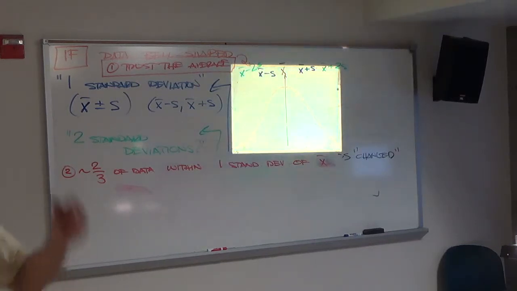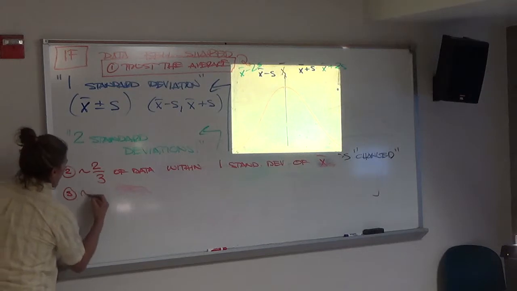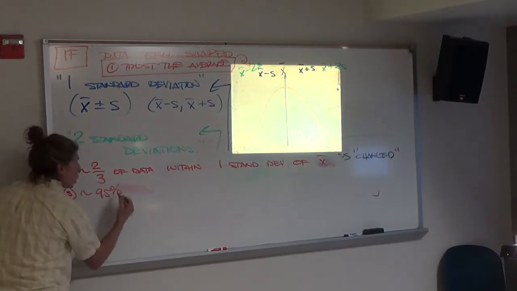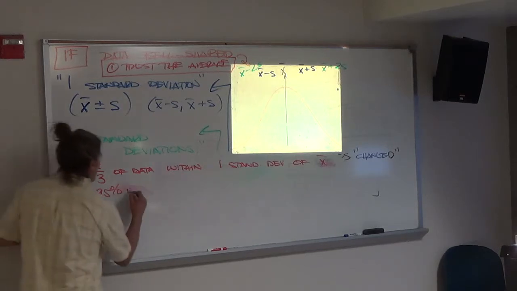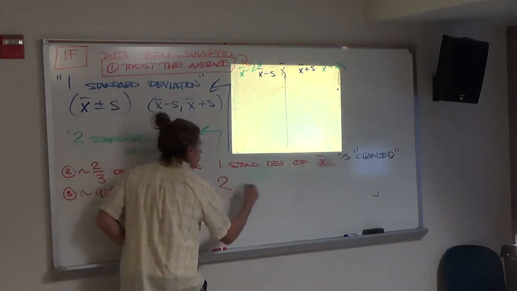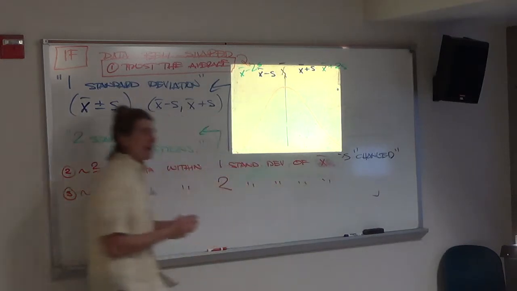I did the second one and I got 94%. And that's very close to what it should be. You should have about 95%, which is 19 out of 20. That's why I perked up when you said 5% before. 5%, that's the opposite of 19 out of 20. 95% of the data should be within 2 standard deviations of average.